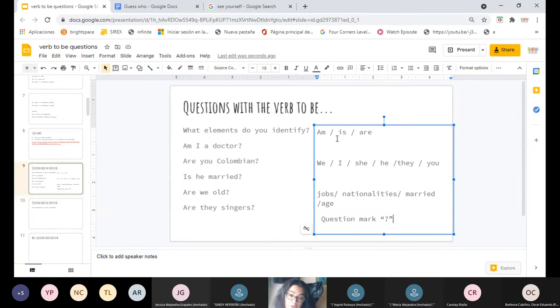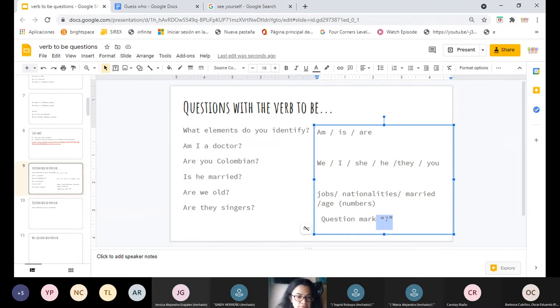So, remember the questions. In this case, porque solo estamos viendo las del verbo to be, porque hay otras que podemos usar. We can use verb to be, am, is, are, in present form, in past form. Maybe in this case, we are talking about present, but we can use past too. We use a pronoun: we, I, she, he, they, you, okay? And we use the complements as professions or occupations: doctor, singer, actress, teacher, engineer; nationality: Colombian, Uruguayan, American, British; marital status: married, single, divorced, etc. Age, so in this case we mean numbers, right? Numbers like 15, 20, 21, 16, etc. And cuando lo escribamos, porque de forma oral no decimos question mark, pero en forma escrita sí lo ponemos, so the question mark, okay?